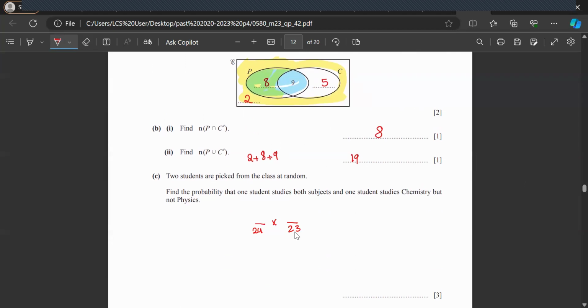One student study both subjects, which are what? 9. Yeah, 9 students study both of them. But the other one student study chemistry, but not physics. The chemistry is 9 and 5, but he said not physics, so I will not take the 9. So it will be what? 5. Do I have to multiply them by 2? Yes, because they are different conditions. Okay, so the answer will be 15 over 92.